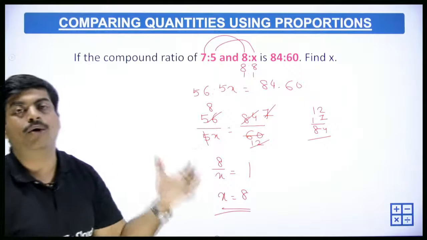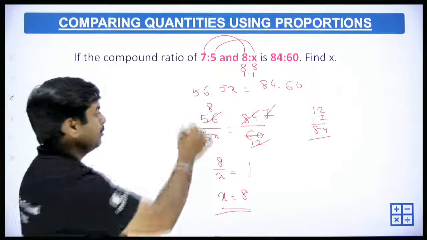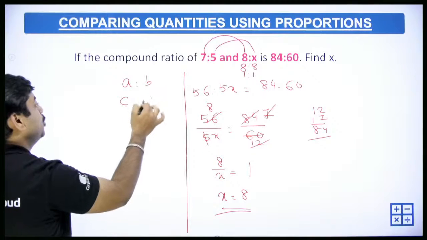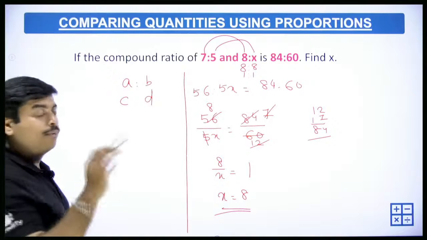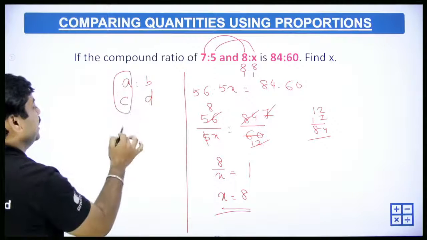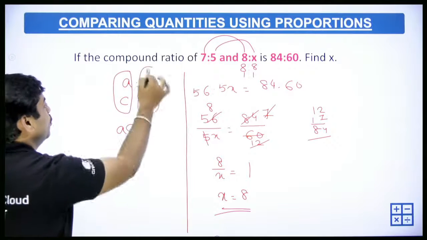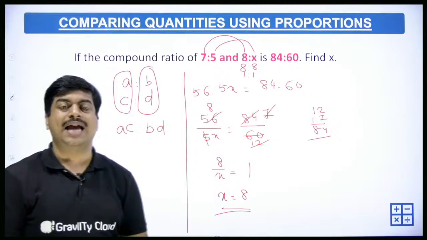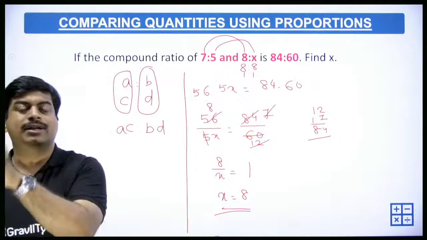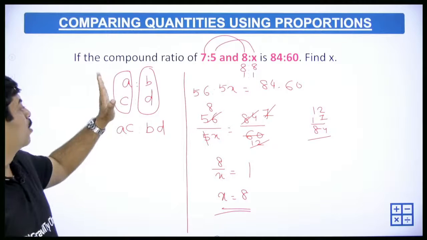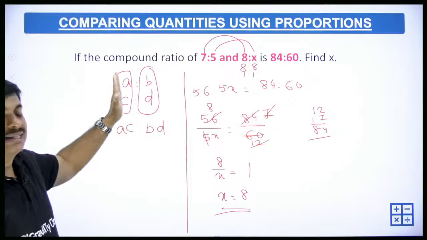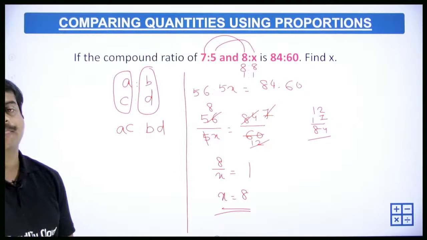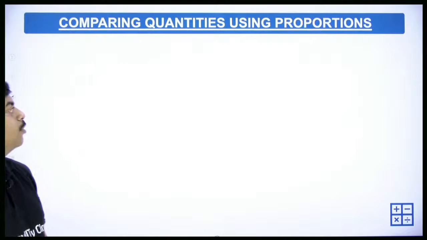This is in compound ratio. Once again, let me tell you what is compound ratio. If A is to B and C is to D are two ratios, the compound ratio is given as AC is to BD: the product of antecedents and the product of consequents. Antecedent is the first, consequent is the next. So let's try to discuss some more questions here.